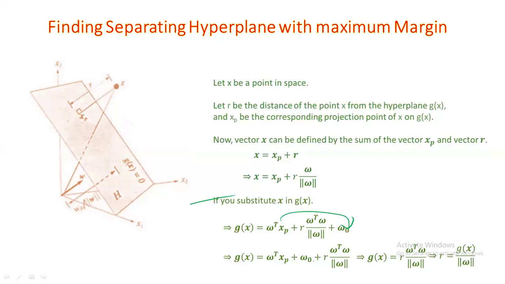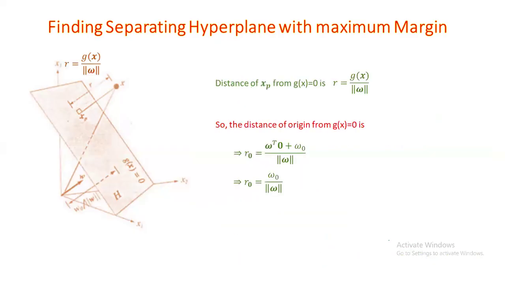So if you are bringing it to the same side, we get g of x equal to r into w transpose w divided by norm of w. So r is equal to g of x divided by norm of w. And the distance of x_p from g of x equal to 0 is g of x divided by norm of w. The distance of the origin from g of x equal to 0 is r naught, w transpose 0 plus w naught divided by norm of w. This is 0, so it is w naught divided by norm of w.